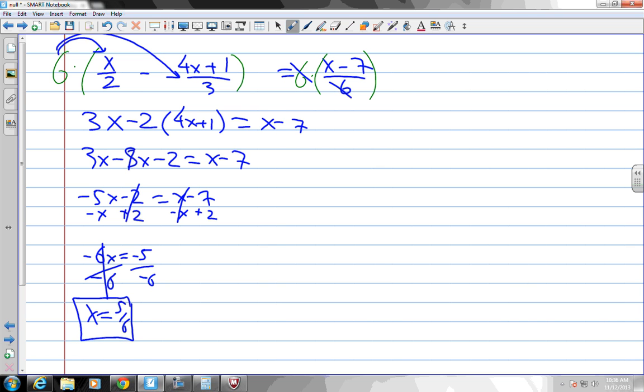Yes, go ahead. But I'm dividing, right? Because it's negative 6 times x, so I'm dividing by negative 6. If this was negative 6 plus x, then I'd be adding 6 to both sides. So this worksheet is just full of linear equations. Okay? Oh, yeah, sure. Do you have questions on that?